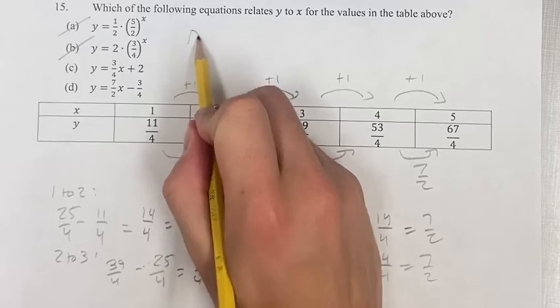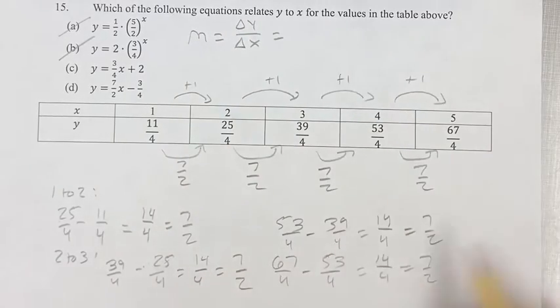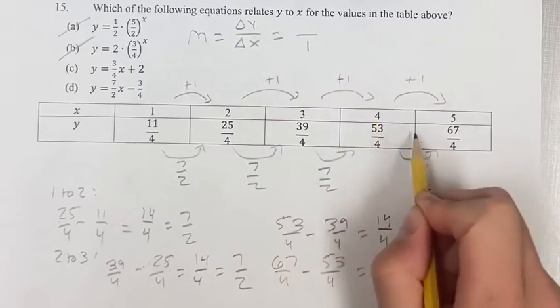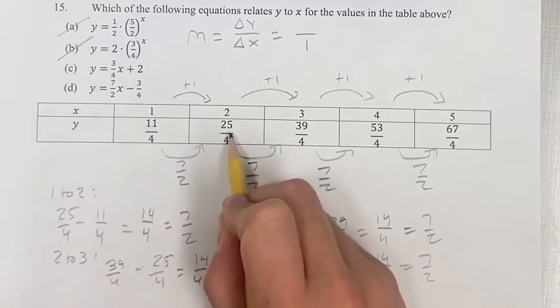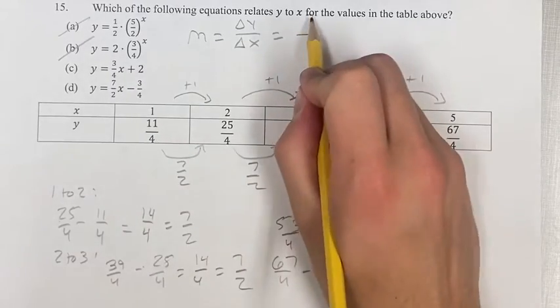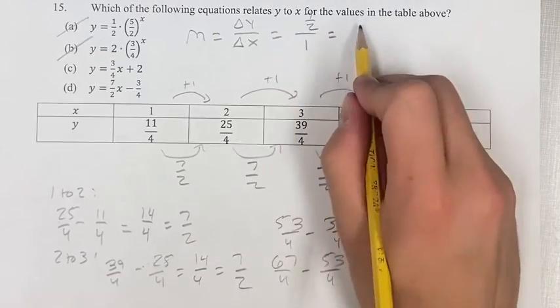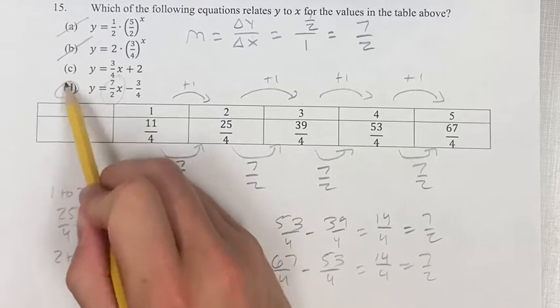So the slope is equal to the change in y over the change in x. And we've just found that when you change x by 1, so going from 1 to 2, y changes by 7/2, right? It changes from 11/4 to 25/4, that's a distance of 7/2. So our slope is 7/2 over 1. Well, anything divided by 1 is itself, so your slope is 7/2, which lines up with D, which is going to be your final answer.